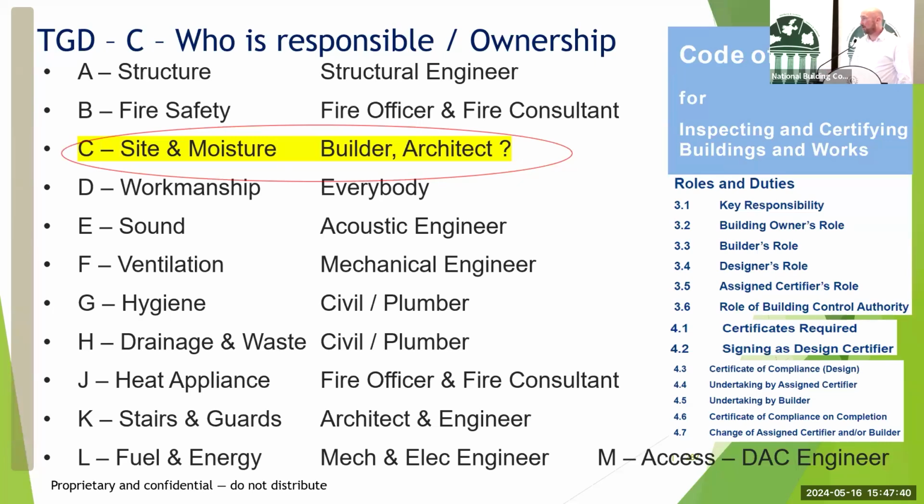Part J, even though they won't take ownership, the fire officer and the fire consultant have to deal with it. Part K, the architect, the engineer. L, which, you know, is very complicated, is mech and elect engineer. And then part M, you've got a disabled access cert.